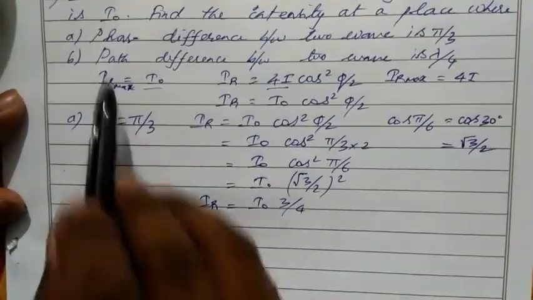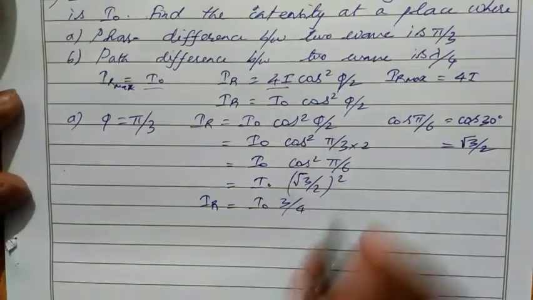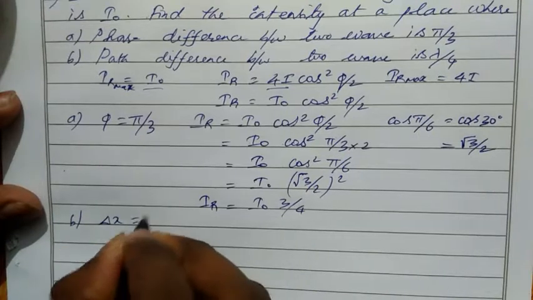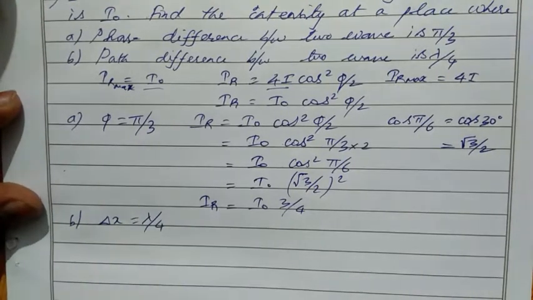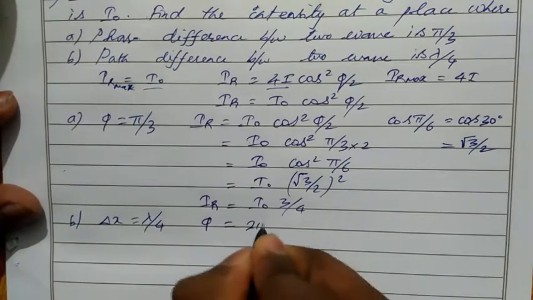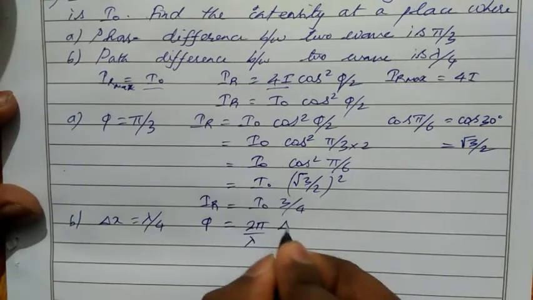The next question, path difference between two waves is lambda by 4. So here del x is given, that is lambda by 4. Now what is the value of IR? We know the relation between path difference and phase difference, that is phi equal to 2 pi by lambda into del x.